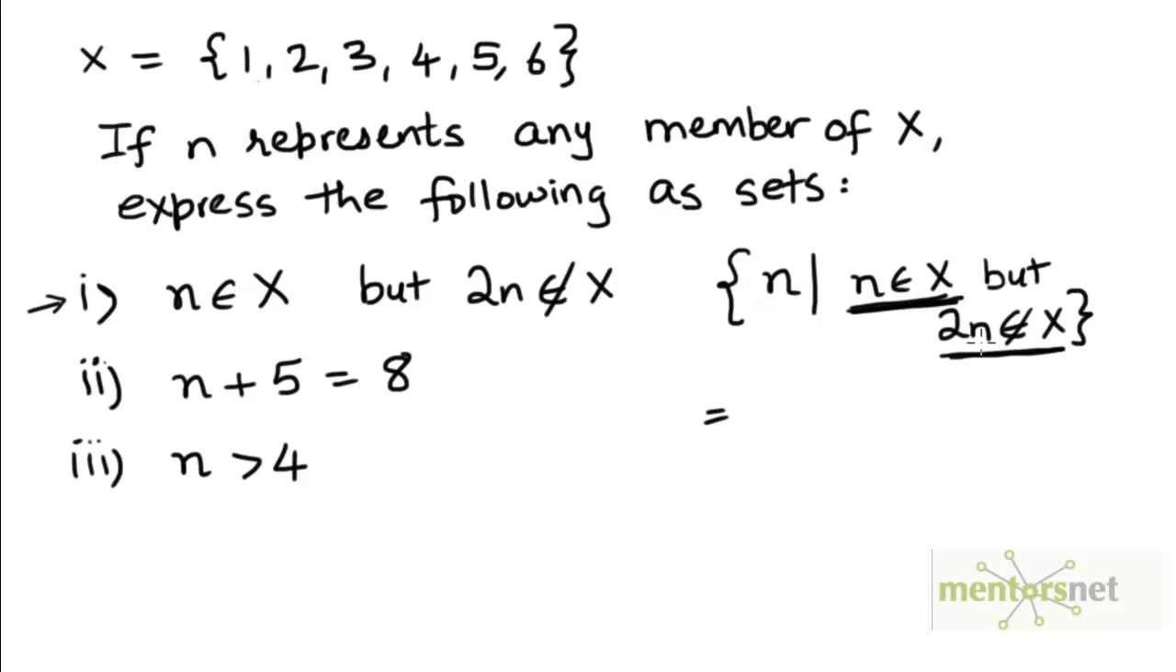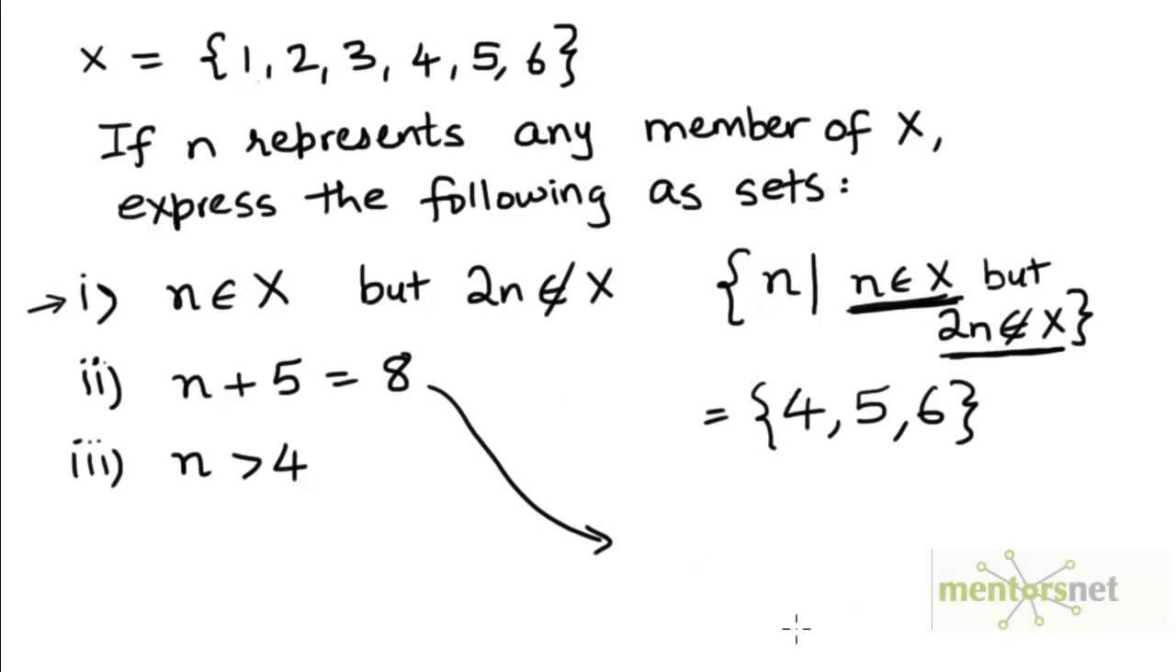If we put n equal to 4, twice of 4 is 8, and 8 does not belong to the set X. So 4 is an element of this set. 5 is also an element of this set because twice of 5, which is 10, is not an element of X. And 6 also belongs to this set because 6 times 2, which is 12, is not an element of X. So the first set in roster form is {4, 5, 6}, and in set builder form it's this.